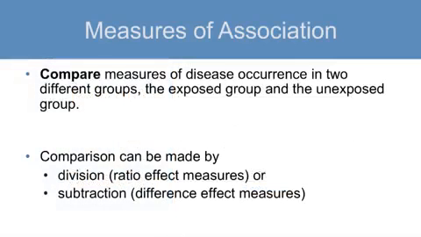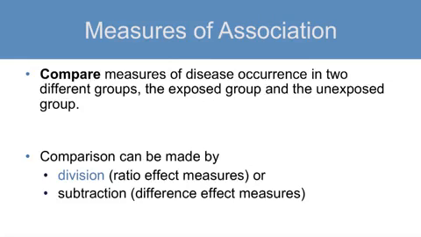Measures of association compare the measure of disease occurrence in two different groups. We compare the measure of disease occurrence in the exposed group with the measure of disease occurrence in the unexposed group. Our goal is to see if the disease occurrence is different in the two groups. This comparison can be made by division, i.e. ratio effect measures, or by subtraction, difference effect measures. For the division, you are comparing relative measures of an effect. One key question for these ratio measures is what group you are comparing relative to which other group.